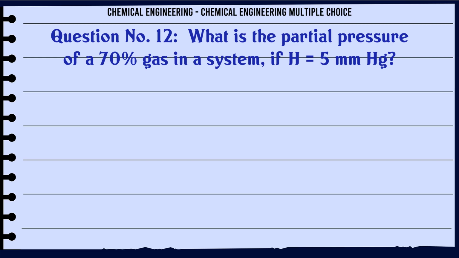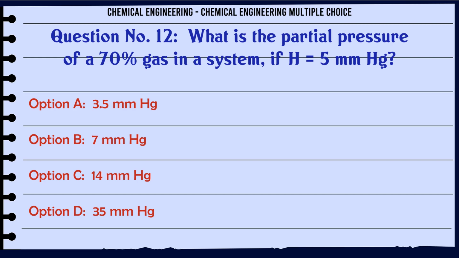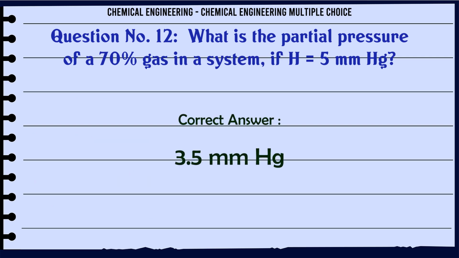What is the partial pressure of a 70 gas in a system if H 5 mm Hg? A 3.5 mm Hg, B 7 mm Hg, C 14 mm Hg, D 35 mm Hg. The correct answer is 3.5 mm Hg.